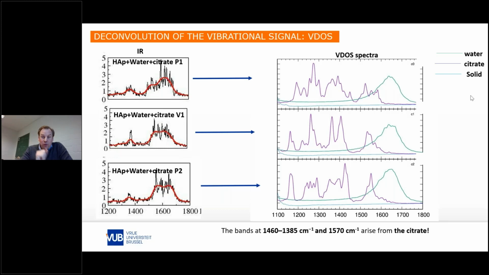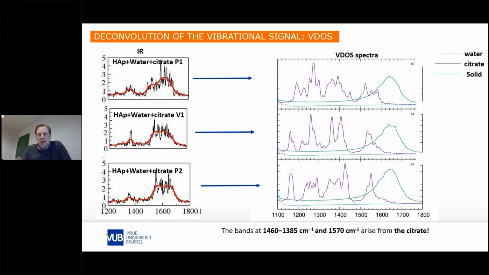When we see water, it is a big band here. Then we have the solid, it's all over here, almost not present in this region. And it's the citrate that is present, you see. For every orientation, we have another profile. So if there is an intensity difference, we can point the different bands to the different geometries. So we assign an adsorption geometry to a spectroscopic band.